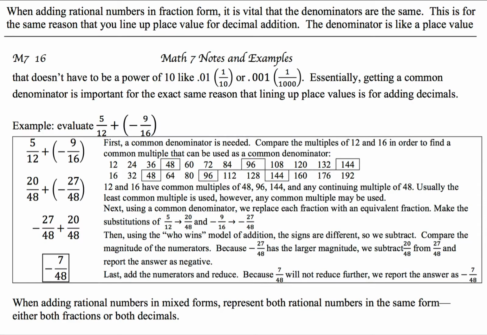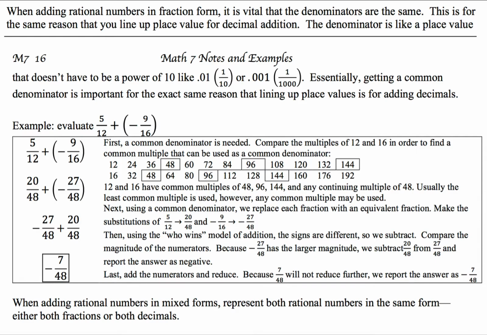Okay, let's get into fractions. When adding rational numbers in fraction form, it is vital that the denominators are the same. This is for the same reason that you line up place value for decimal addition. Denominator is like a place value. That's an important thing to understand. Denominator is like place value.